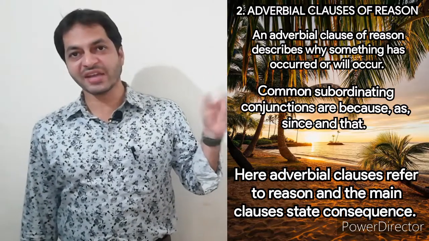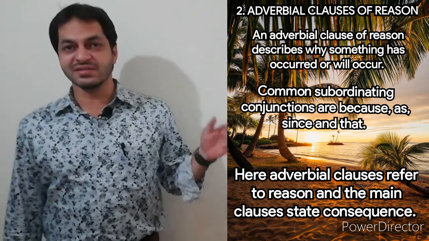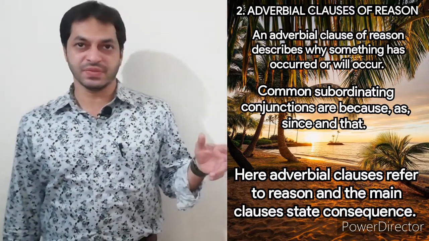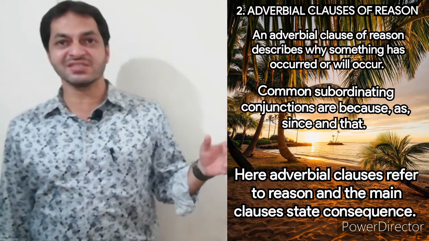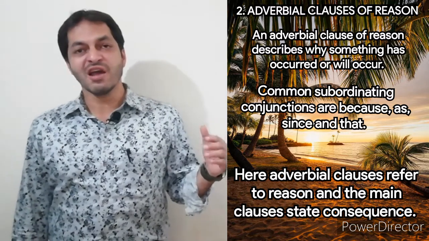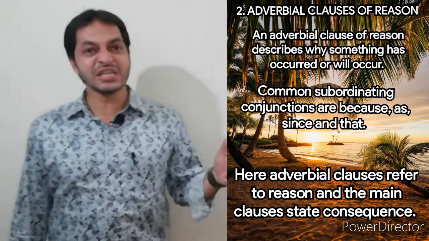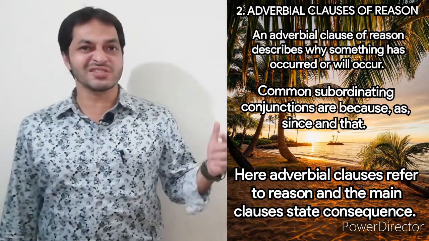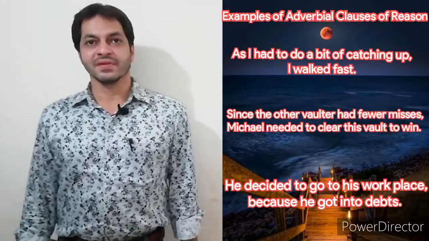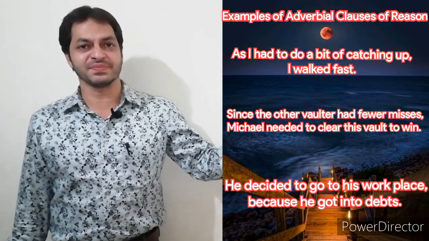Second one, adverbial clauses of reason. An adverb clause of reason describes why something has occurred or will occur. Common conjunctions are as, since, because, and that. Here adverbial clauses express reason and the main clauses state consequence. Let us go through the examples of adverbial clauses of reason.